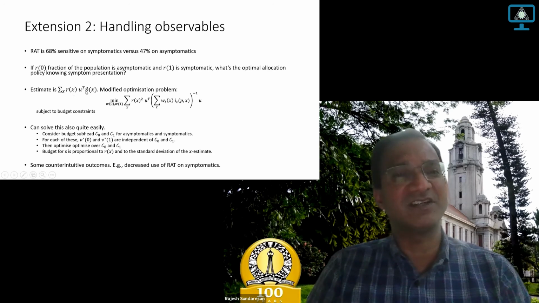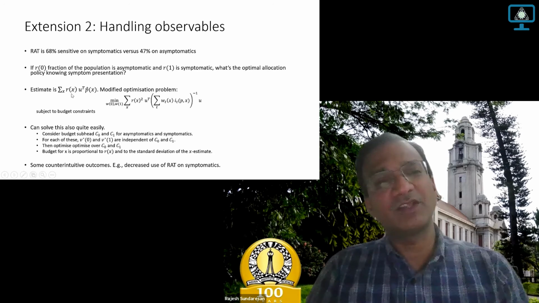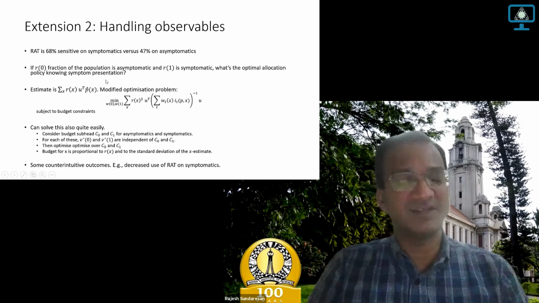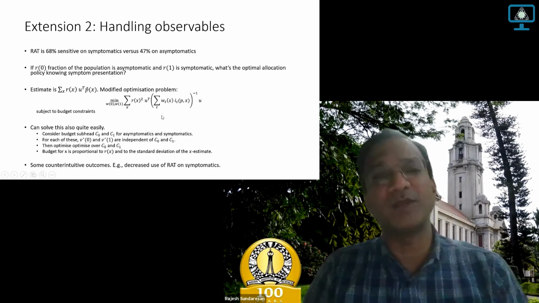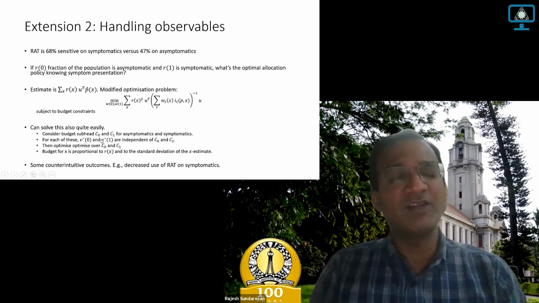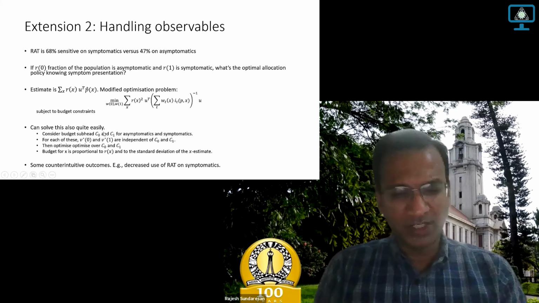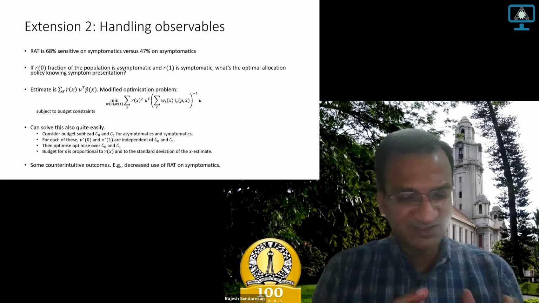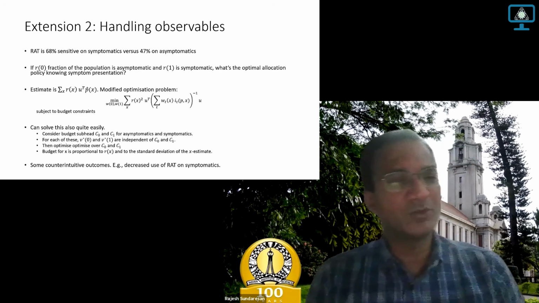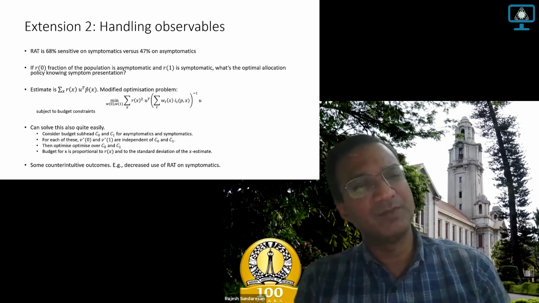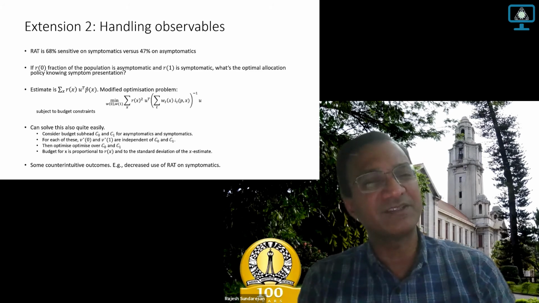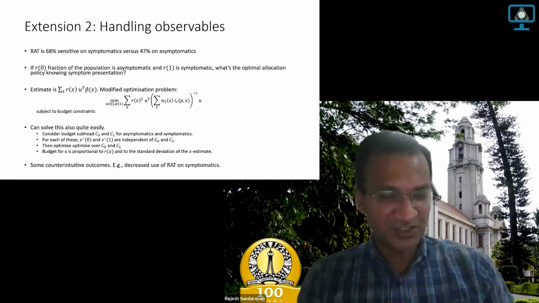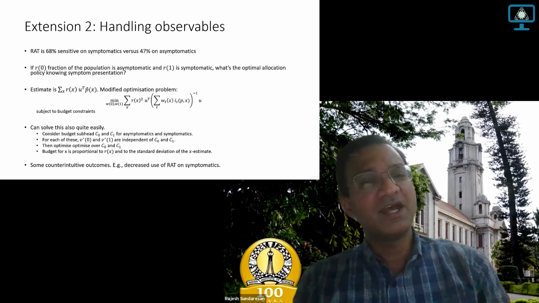This is a linear function. So the variance comes out as R of X square times the variance of the individual estimate in each of these subpopulations. And then you try to minimize that. This can also be easily solved. The solution is to look at a C0 and a C1, budget on the asymptomatics and budget on the symptomatics, such that C0 plus C1 is 1. And then you will solve the problem independently in each of these subpopulations. When you do this, you will get an overall performance, but that's a function of the split that you had, C0 and C1. And then you optimize that.